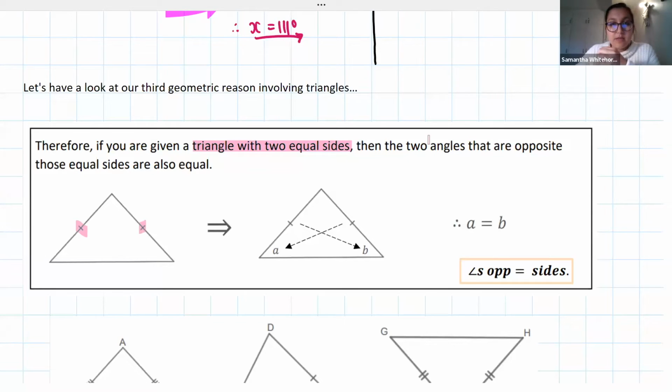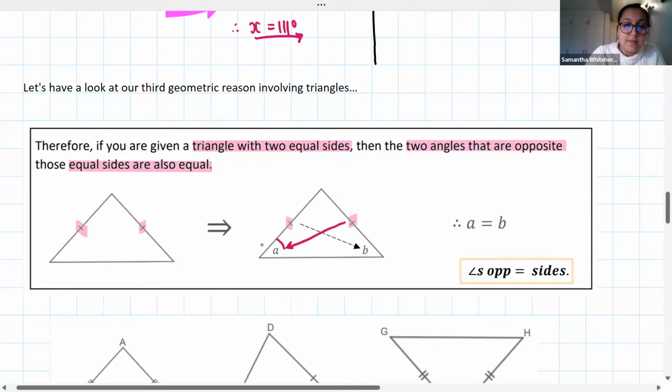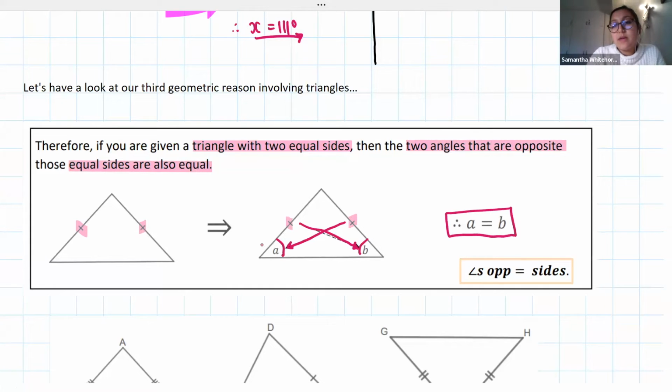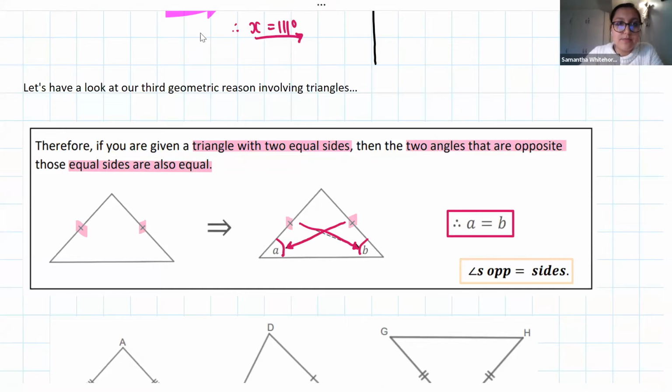If you have been given that, you then know that the 2 angles that are opposite those equal sides are also equal. So if we go to our diagram, here's my equal sides with the pink. That therefore means that the angles opposite those equal sides, angle A and angle B in this diagram, are equal. And so what we have here is angles opposite equal sides.